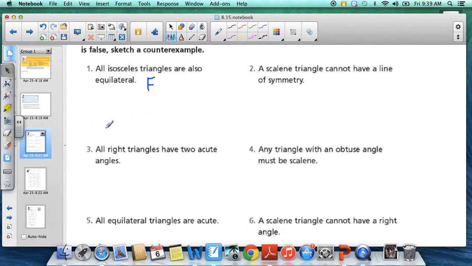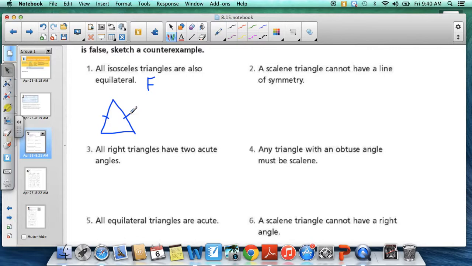So let's sketch. Don't mind my really bad drawing again. We're just going to draw one like this. Just a regular old triangle. And let's see. We have two congruent sides. You only need two congruent sides for an isosceles triangle. So an equilateral has three congruent sides that are the exact same length. So this is false. Okay, let's move on to number 2.